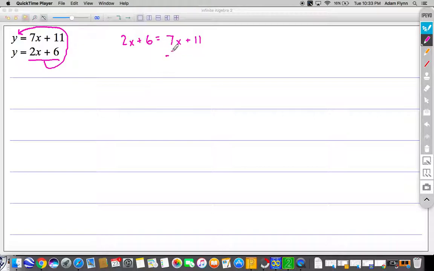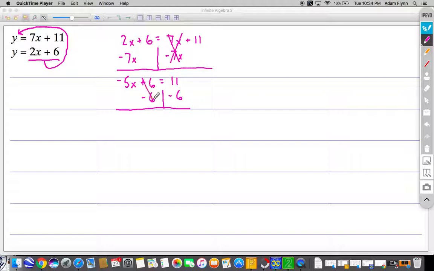So I will subtract 7x from both sides. When I do that, 7x minus 7x cancels. 2x minus 7x will be negative 5x. And then I've got the plus 6 equals 11. Now I'll subtract 6 from both sides. When I do that, 6 minus 6 cancels. So I have negative 5x equals 11 minus 6, which is 5.